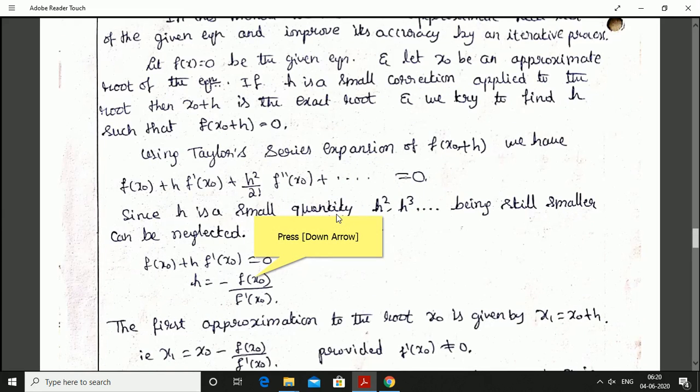Using Taylor series expansion of f of x naught plus h, we have f of x naught plus h into f dash of x naught plus h square by 2 factorial into f double dash of x naught plus dot dot dot, that is equal to 0 because f of x naught plus h is equal to 0. Since h is a small quantity, h square, h cube, h to the power of 4, etc., being still smaller, we can neglect those values. After neglecting all those values, the above equation takes the form f of x naught plus h into f dash of x naught equal to 0, or else h is equal to minus f of x naught divided by f dash of x naught. This is the h value.